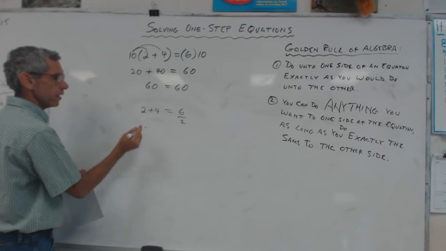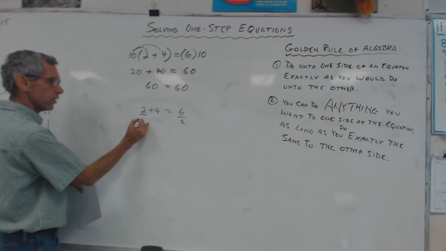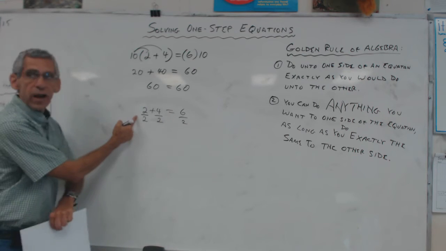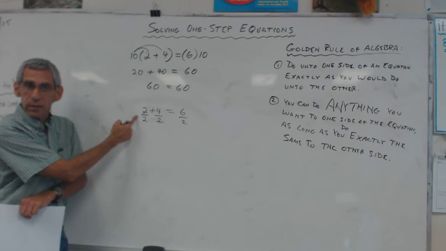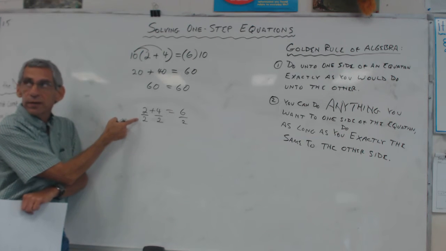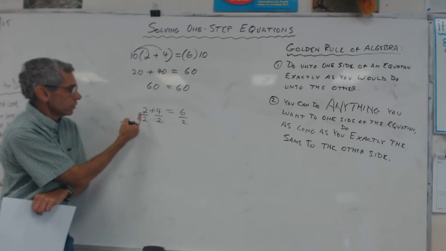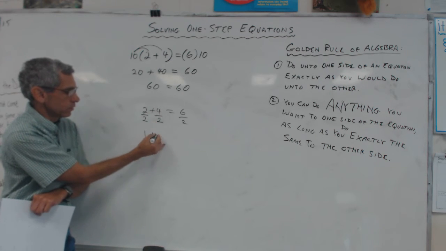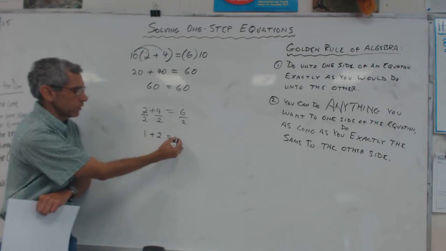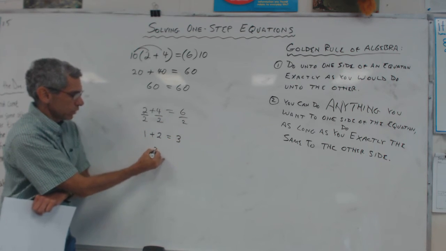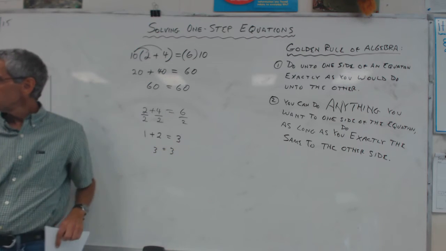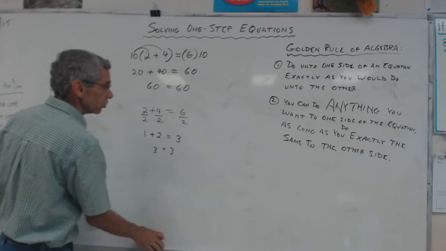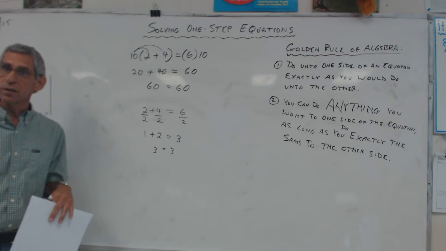When you divide a whole side, you just put a line under each thing. Divide by 2, divide by 2, divide by 2. A fraction is a division problem. You guys all know that? The numerator divided by the denominator, right? So we got 2 divided by 2 is 1, plus 4 divided by 2 is 2, equals 6 divided by 2 is 3. 1 plus 2 is 3, 3 equals 3, it works. That was mystical, right? So the golden rule of algebra works. It's awesome, and it helps you tremendously in solving equations algebraically.